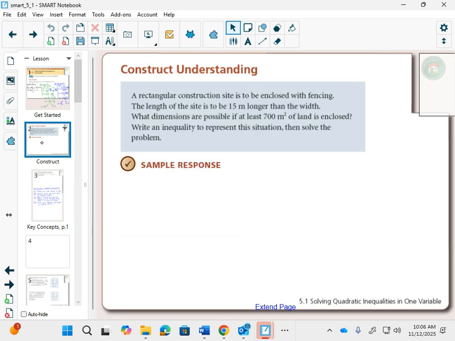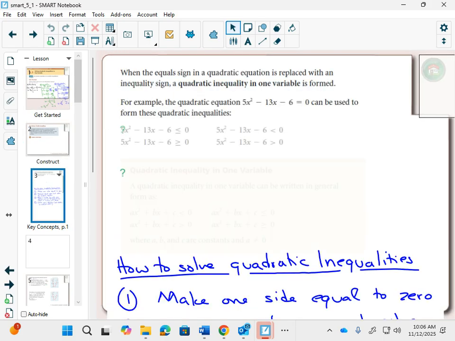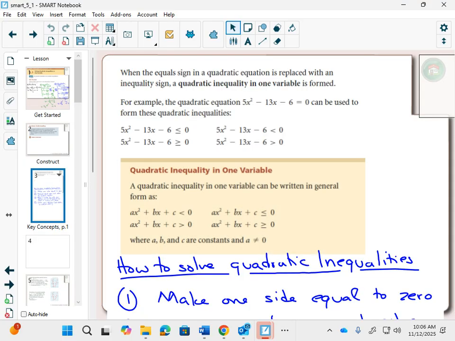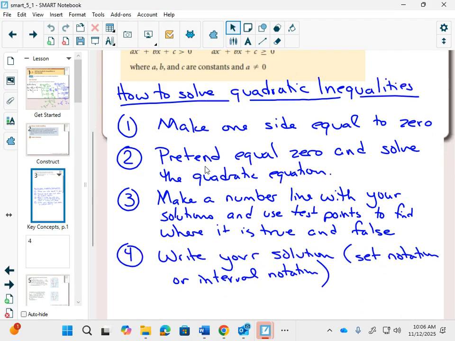We're going to skip the construct the understanding. In this unit, instead of quadratic equations, we're looking at quadratic inequalities. So what I'd like you to do is on page 341, you have room on the side. I'd like you to write down these steps for solving a quadratic inequality.